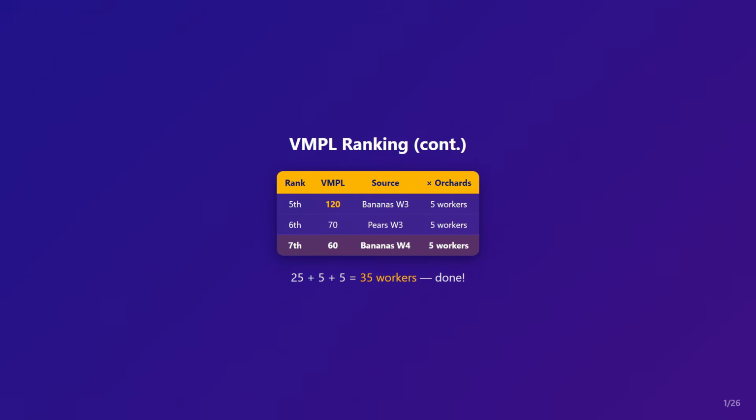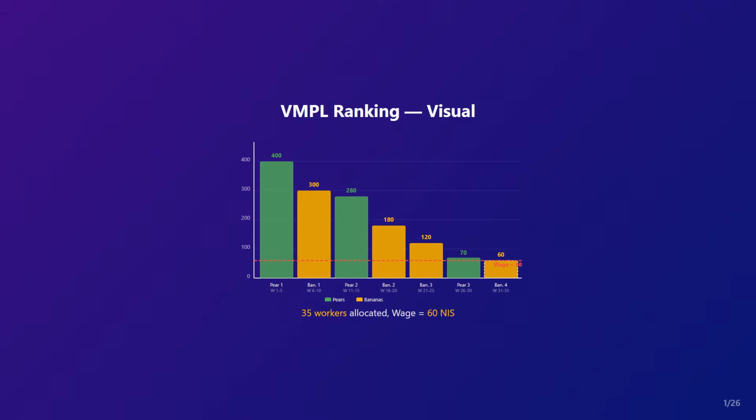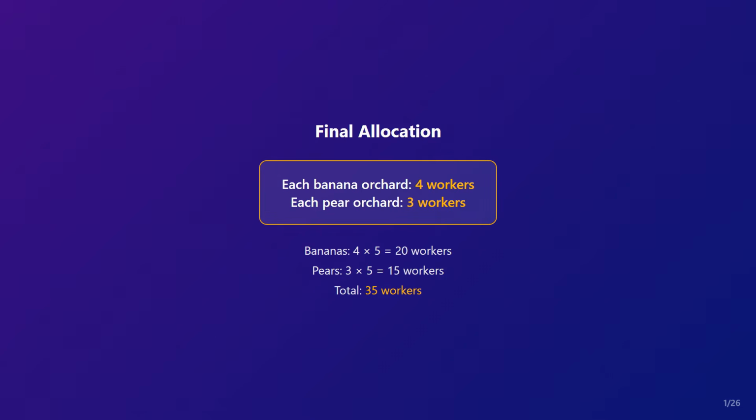Since there are 5 pear orchards, that means 5 workers, 1 per orchard. Total allocated, 5 workers. Next, 300, bananas worker 1. 5 banana orchards, so 5 more workers. Total, 10 workers. Next, 280, pears worker 2. Another 5 workers. Total, 15 workers. Next, 180, bananas worker 2. Another 5 workers. Total, 20 workers.